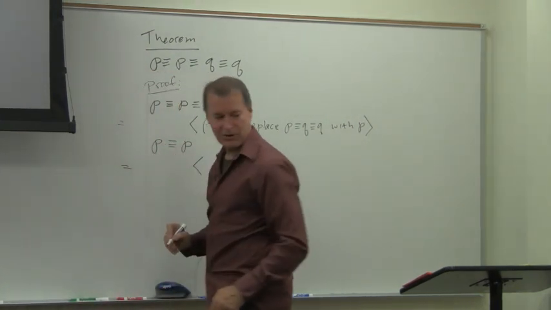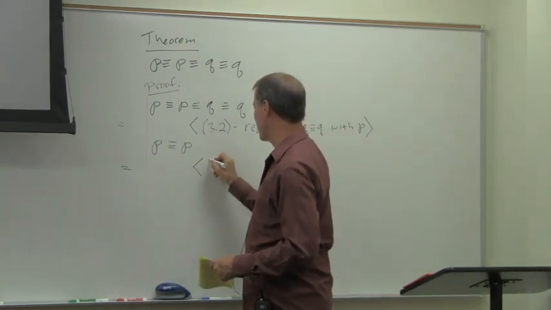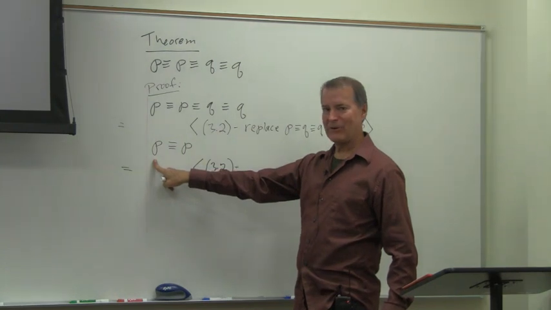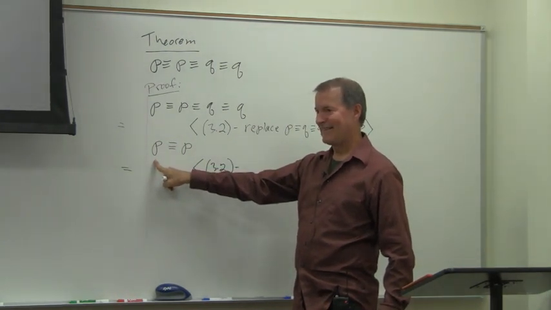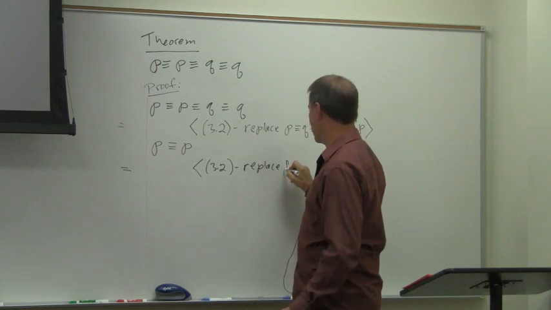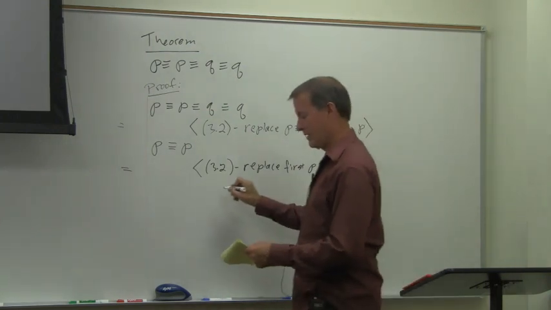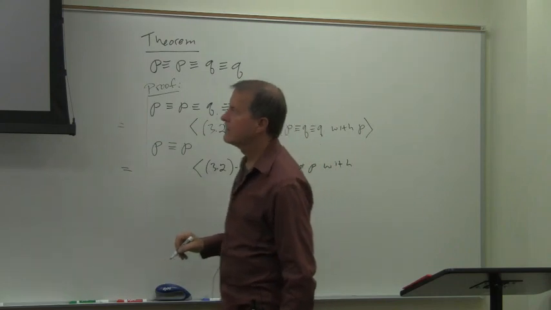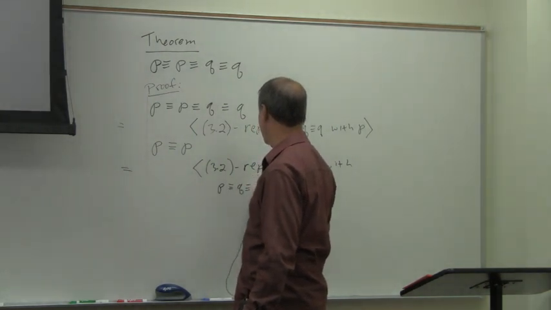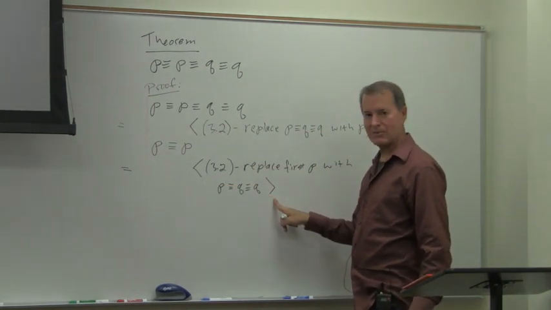Now, the next step is this. Equals, and the next thing we're going to do is use 3.2 again, only this time we are going to replace this first P with P equals Q equals Q. By the way, it's okay to put your hint on more than one line. You open the hint with this and you close the hint with this.